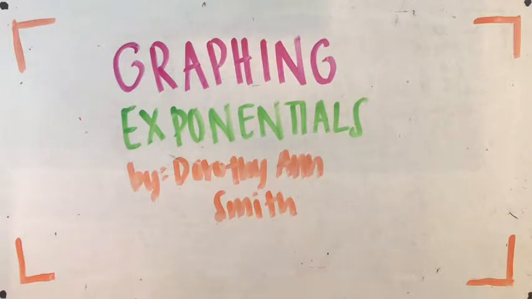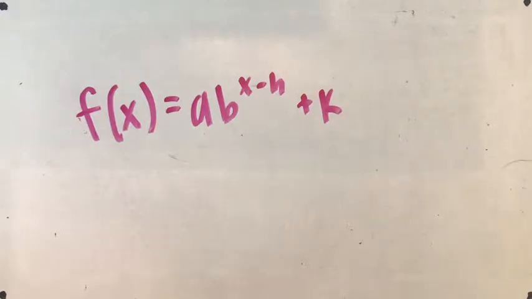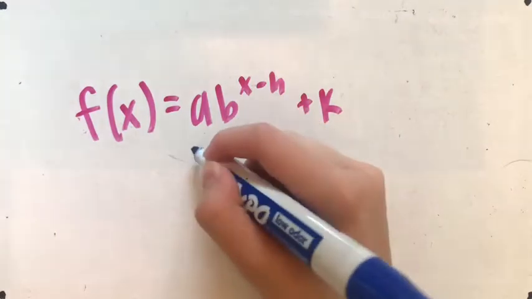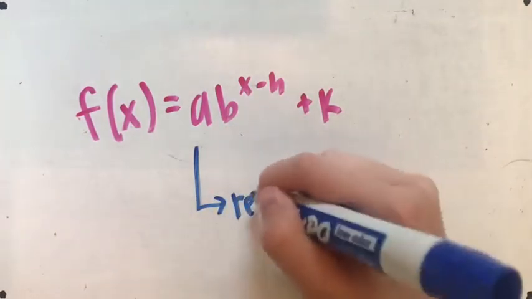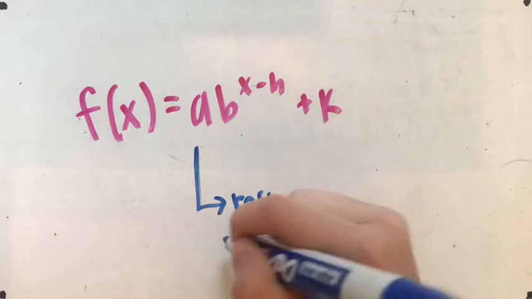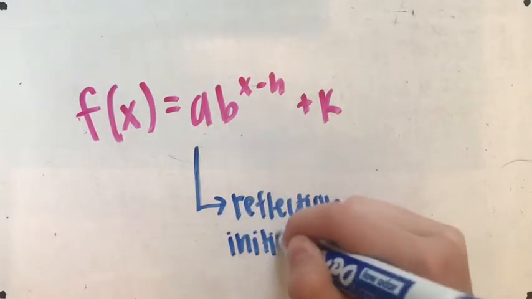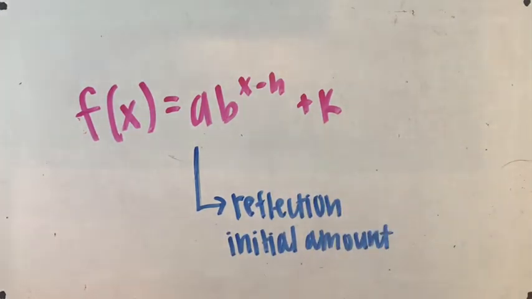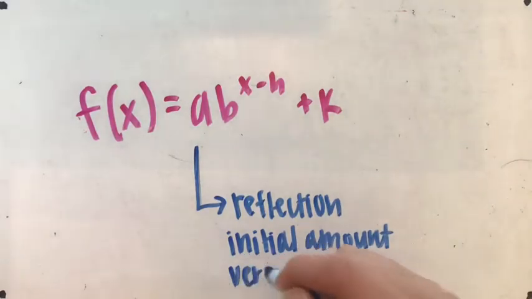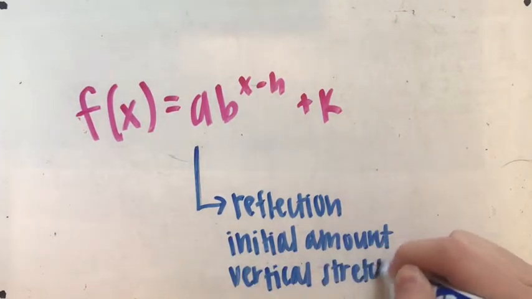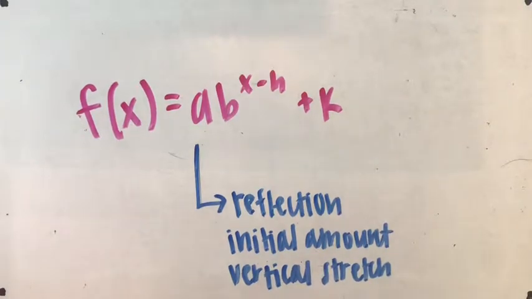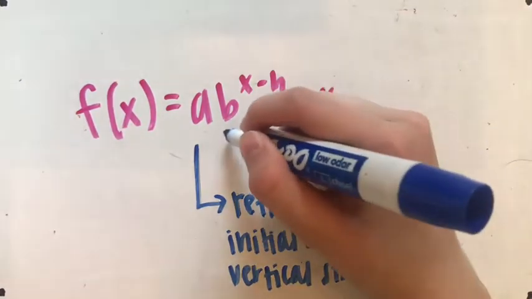Hello. Today I will be teaching you how to graph exponentials. All exponential functions follow the equation f of x equals a times b to the power of x minus h plus k, where the a represents either a reflection, the initial amount, or a vertical stretch. And the b affects growth or decay.